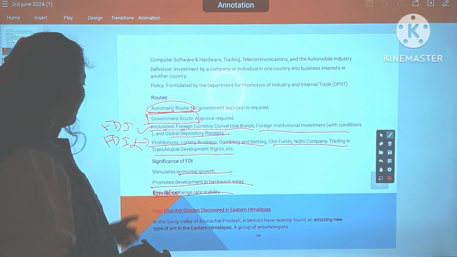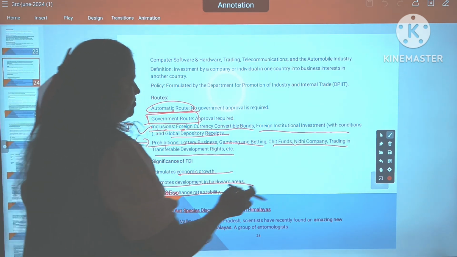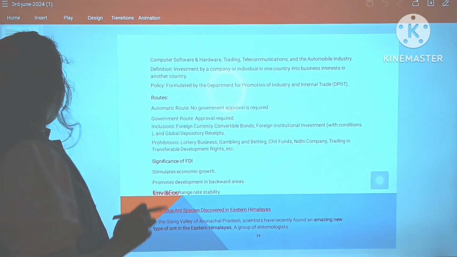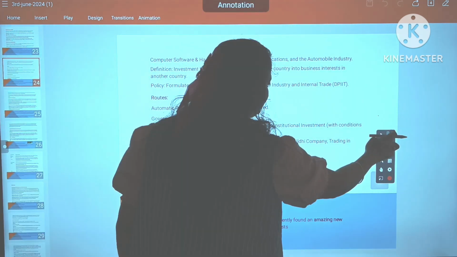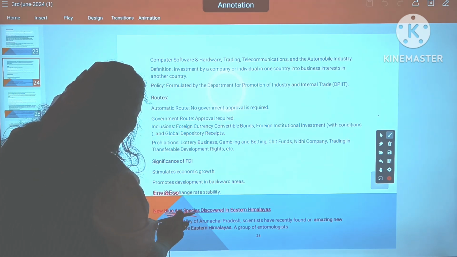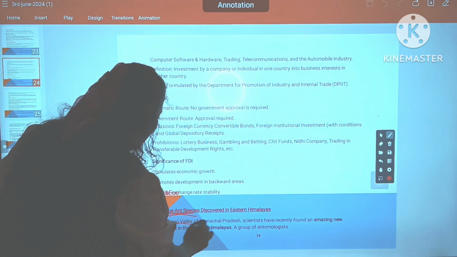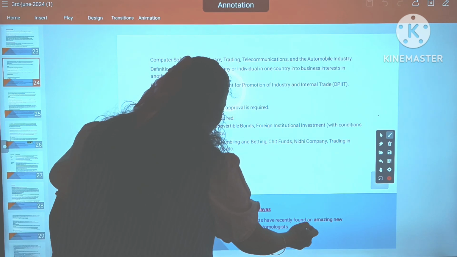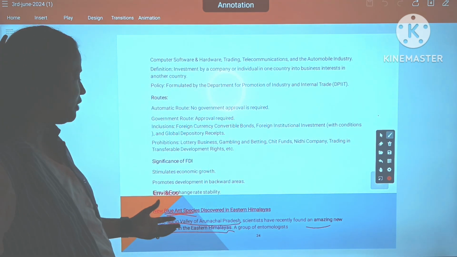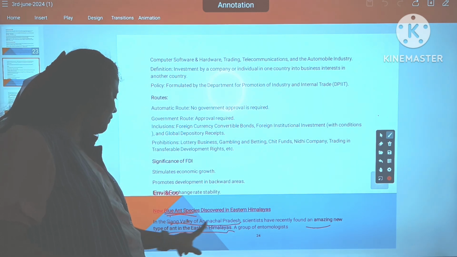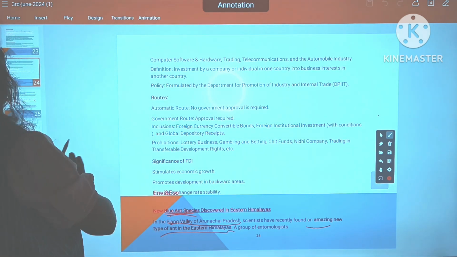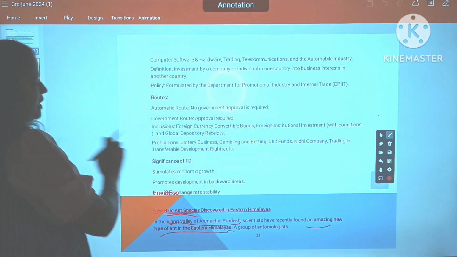So now we go to environment and ecology topics. The first topic is that a different ant was found. A rare blue ant species was found in Siang Valley of Arunachal Pradesh in the eastern Himalayas. Okay, a new type of ant is discovered in Siang Valley. What is the importance of this ant in ecology?